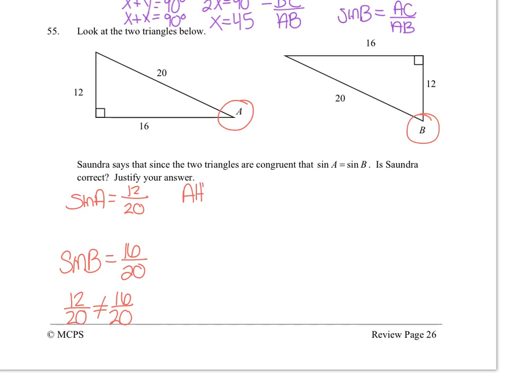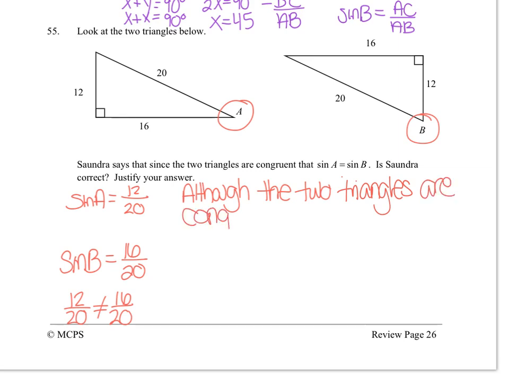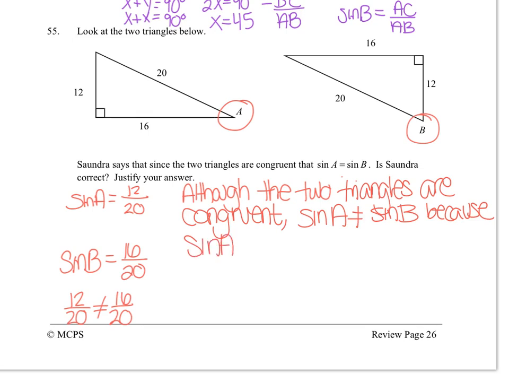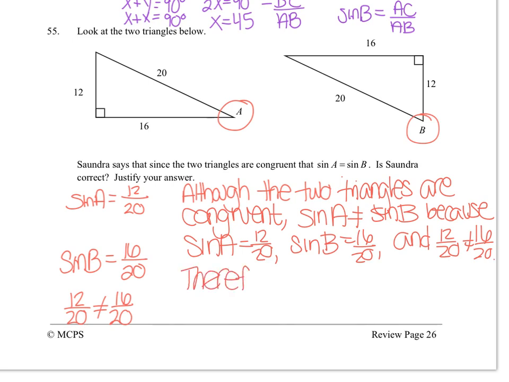To justify, we're going to put some words in. So, although the two triangles are congruent, we know that sine of A does not equal sine of B because sine of A equals 12 over 20, sine of B equals 16 over 20, and 12 over 20 does not equal 16 over 20. Therefore, Sandra is not correct.